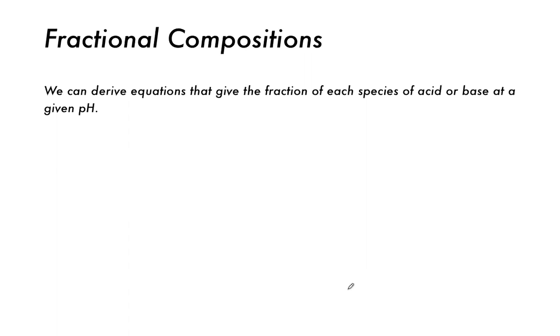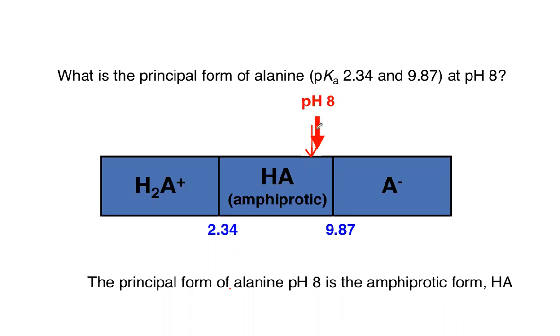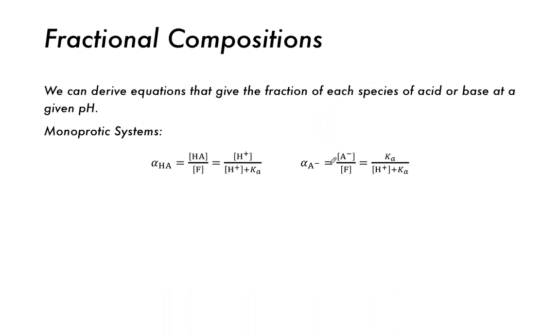Okay, so it's just a quick revision of those before we jump into something called fractional compositions, where we can derive equations that give the fraction of each species of acid or base at a given pH. This is based on the previous slide we had here. The principal species is going to be HA, but it's not totally HA. Some of it is still going to be A minus. So with fractional compositions, we want to know what percentage of all of this is going to be one of these species. What percentage is going to be the base? What percentage is going to be the acid?